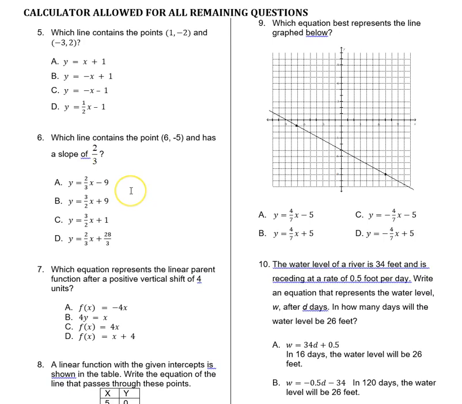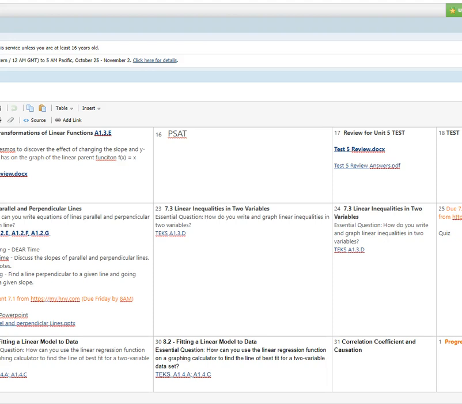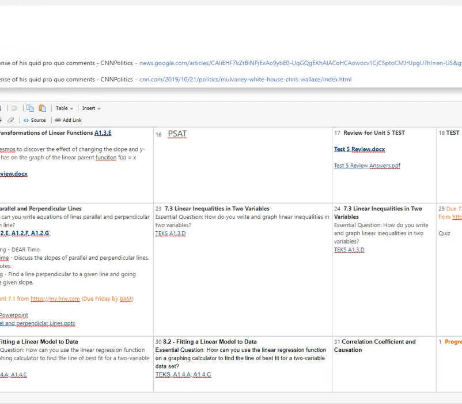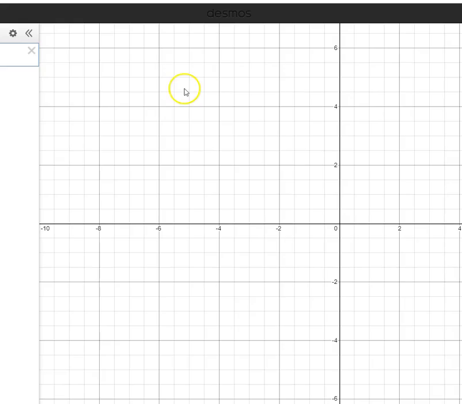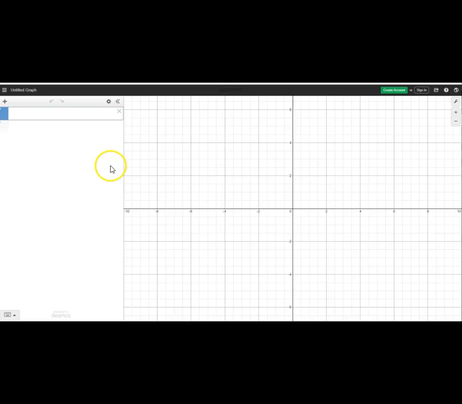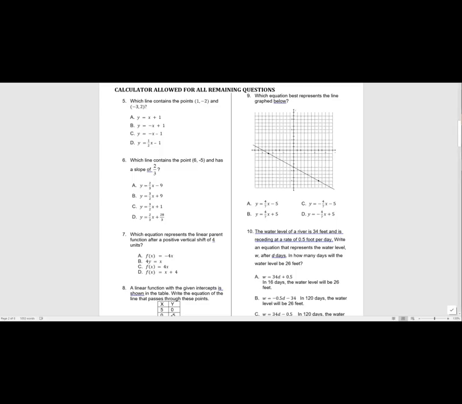Okay, and number 5. Which line contains the points (1, -2) and (-3, 2)? Okay, so this one we are just going to do with Desmos, just to make sure that we get some practice using Desmos to help us answer questions. So let's use Desmos on this question. I'm going to type in the first answer choice, y equals x plus 1.